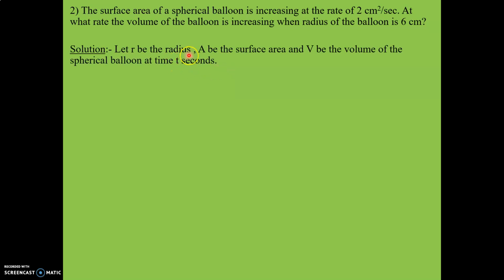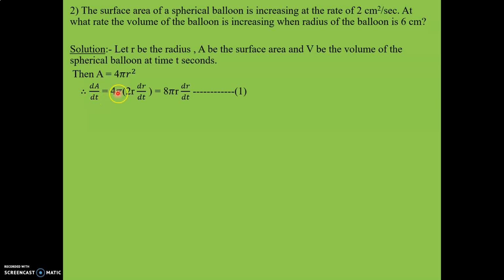So let r be the radius, capital A be the surface area and V be the volume of the spherical balloon at time t seconds, because surface area is mentioned, that is capital letter A, and rate of volume they are asking, that means dV upon dt we have to find out, and radius is also given. So we have to assume like that. Spherical balloon's surface area is increasing is given, so A you have to consider as 4 pi r square. So dA upon dt is given, so that you have to find that also.